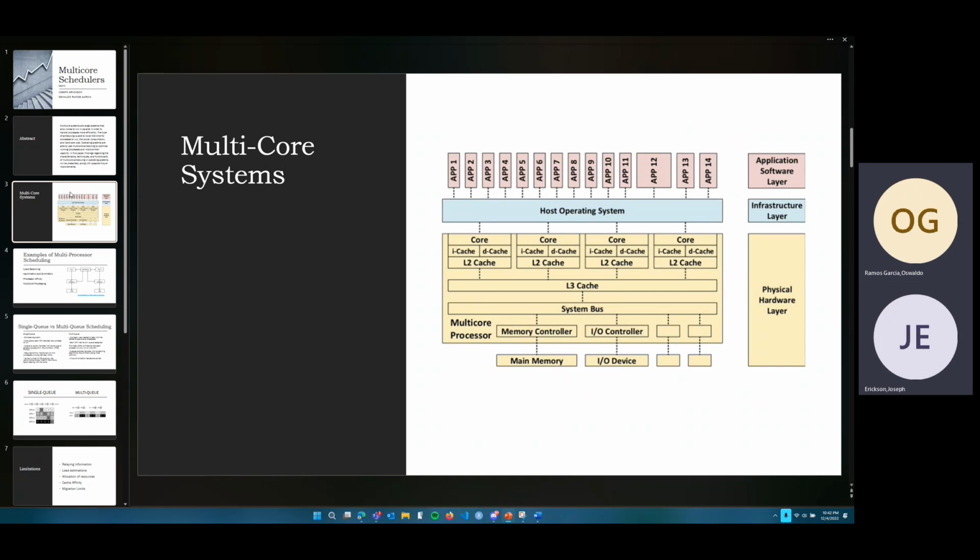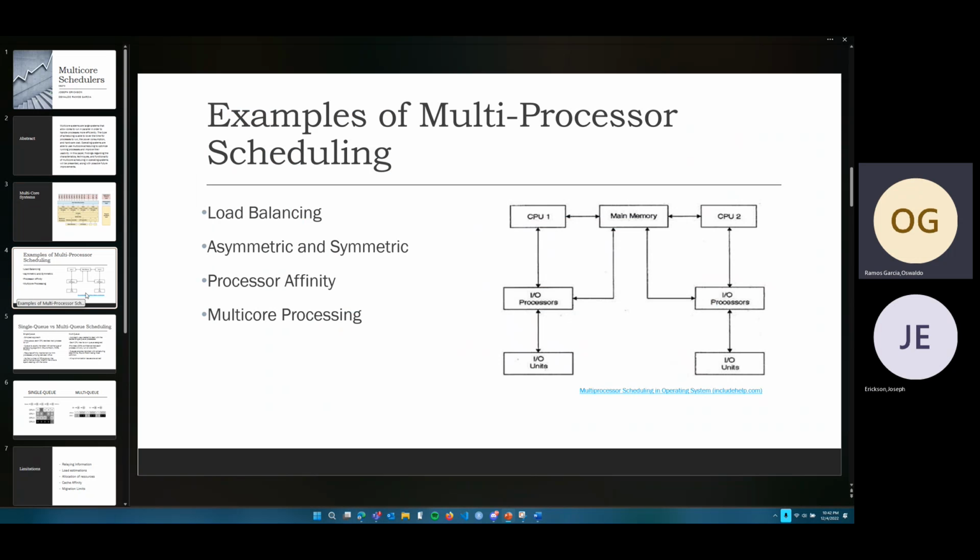Here's a diagram of the multi-core systems. As you can see, there are multiple cores that each have their own cache and are connected to the operating system. There are different types of multi-core scheduling algorithms, and a few of them are listed below: load balancing, asymmetric and symmetric, processor affinity, and multi-core processing.